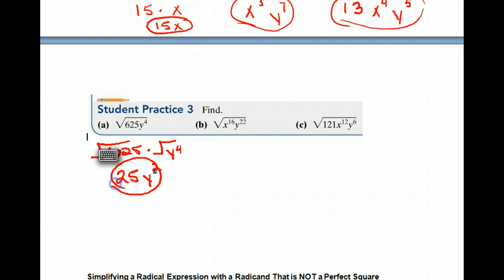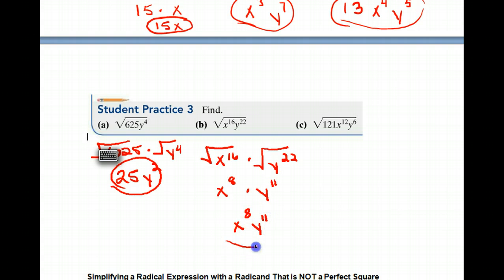Final answer. Letter B, we would want to split this into x to the 16th and the square root of y to the 22nd. Both of these contain even powers, so we can simply divide by 2. So we'll have x to the 8th times y to the 11th. But when you have variables, you do not need to use a multiplication symbol. You can just put them right beside each other.